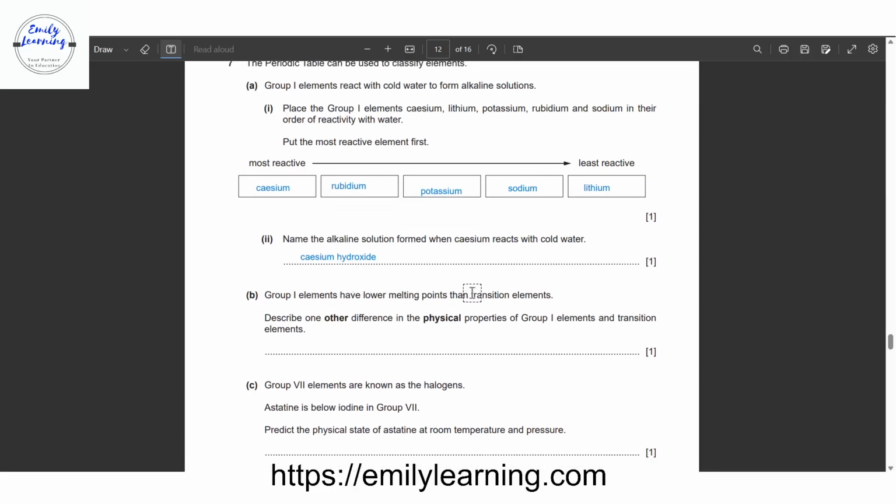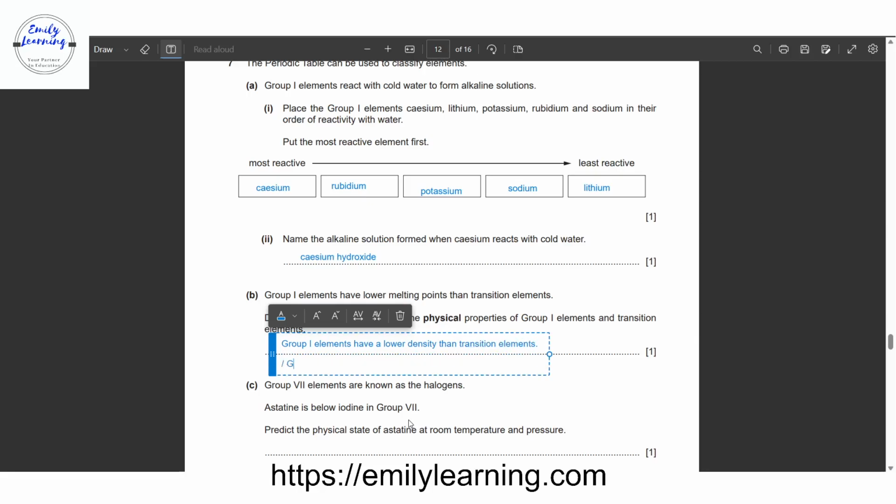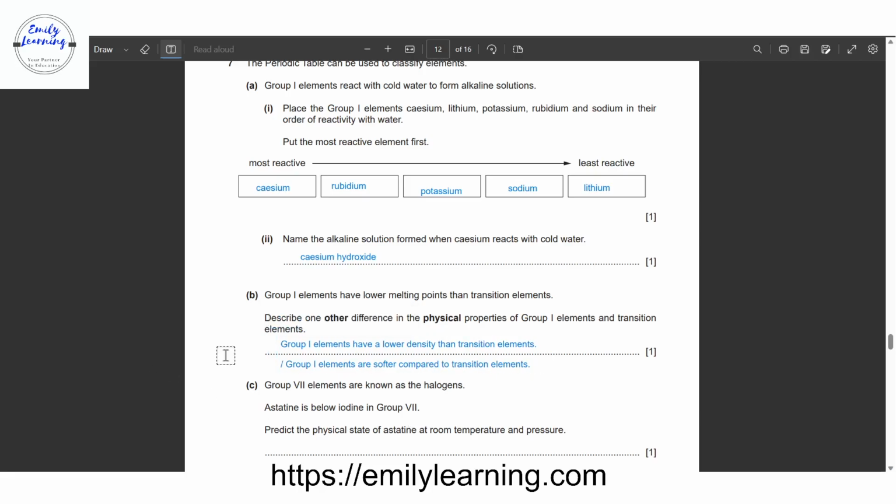Group 1 elements have a lower melting point than transition elements. Describe the differences in the physical properties of group 1 elements and transition elements. You can say group 1 elements have a lower density than transition elements, or you can also write group 1 elements are softer compared to transition elements. So this is basically just the properties of transition elements versus the properties of group 1 elements.